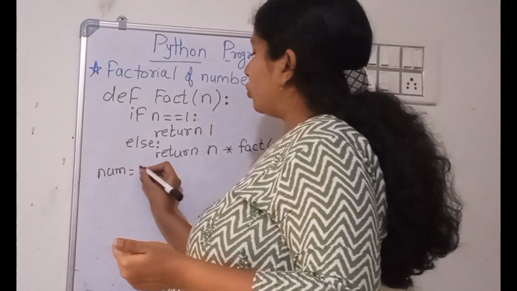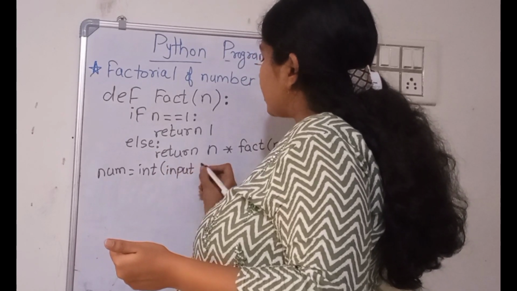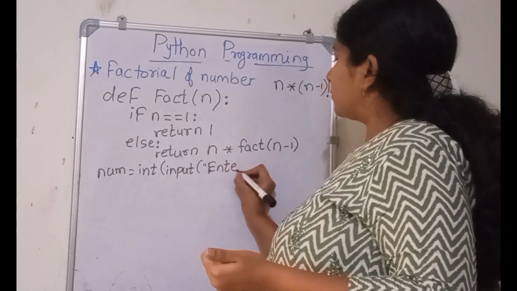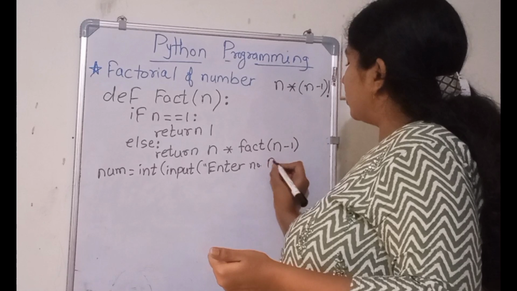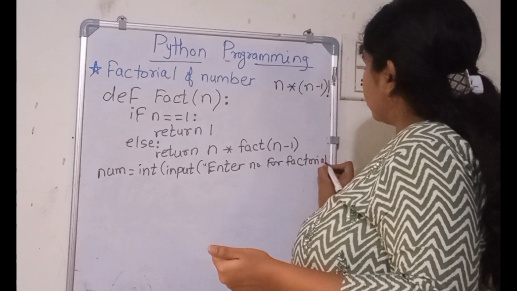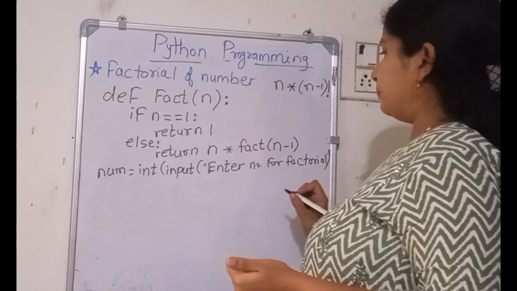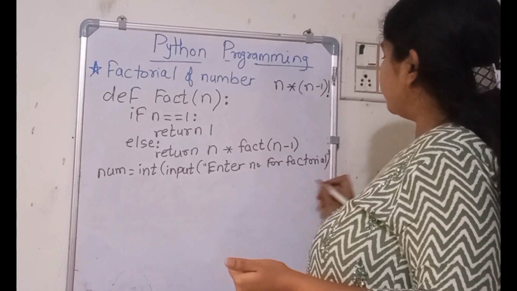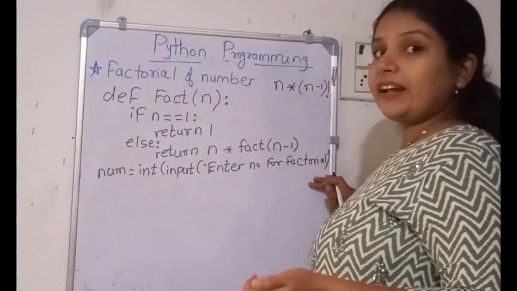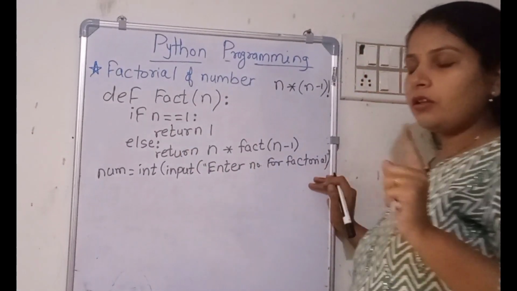So num is equal to int, then input, and you are asking the user to enter any number. Enter number for factorial. So you are calling the user, right? Here two brackets are needed. Okay. After this, the user will enter any number and this number we will pass to the factorial function.